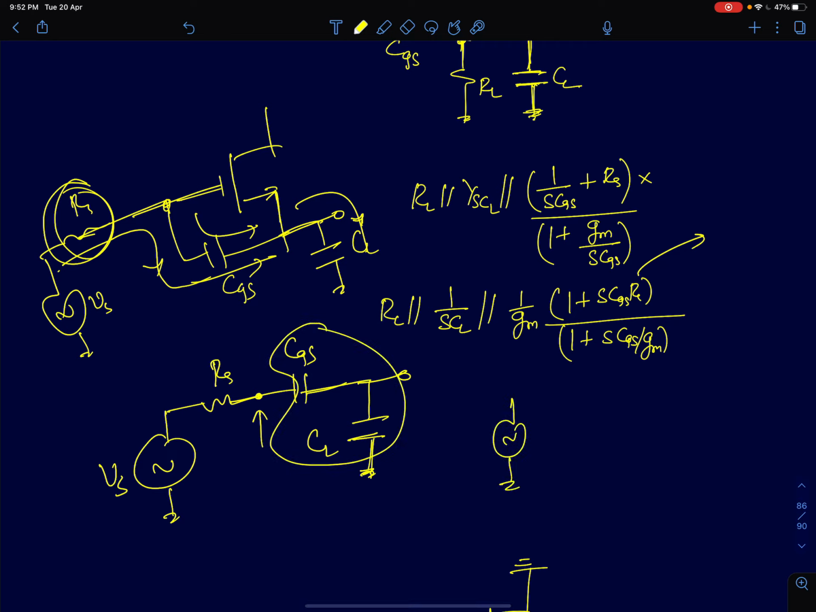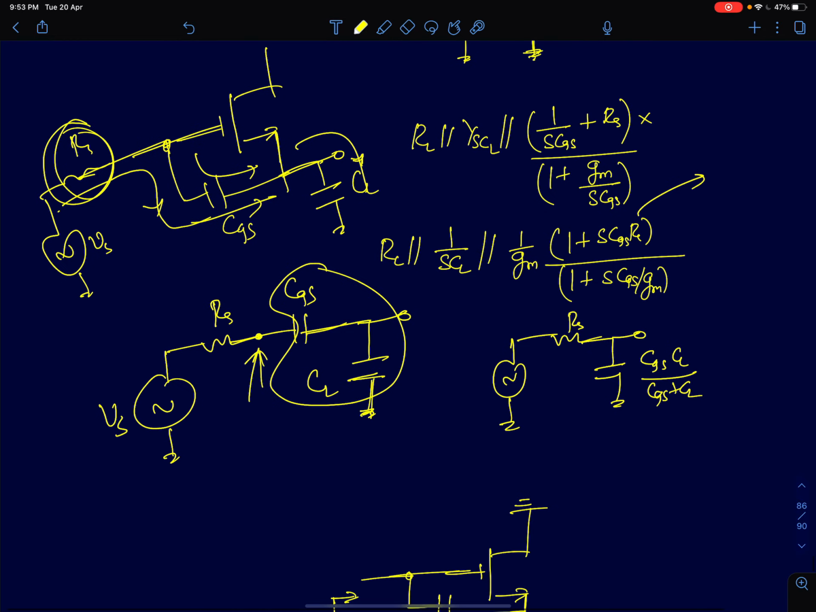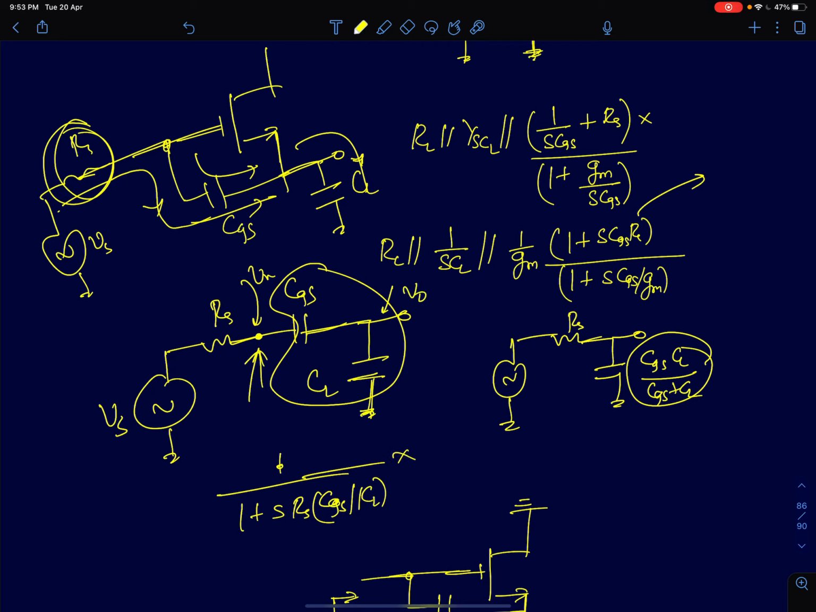So the circuit reduces to a simple resistor RS and a capacitance of value CGS·CL by CGS plus CL. So the transfer function to this point will be 1 by 1 plus S RS into, I'm going to call this term CGS·CL by CGS plus CL as CGS parallel CL, multiplied by the voltage at this point. So the voltage at this point V0 will simply be CGS by CGS plus CL.